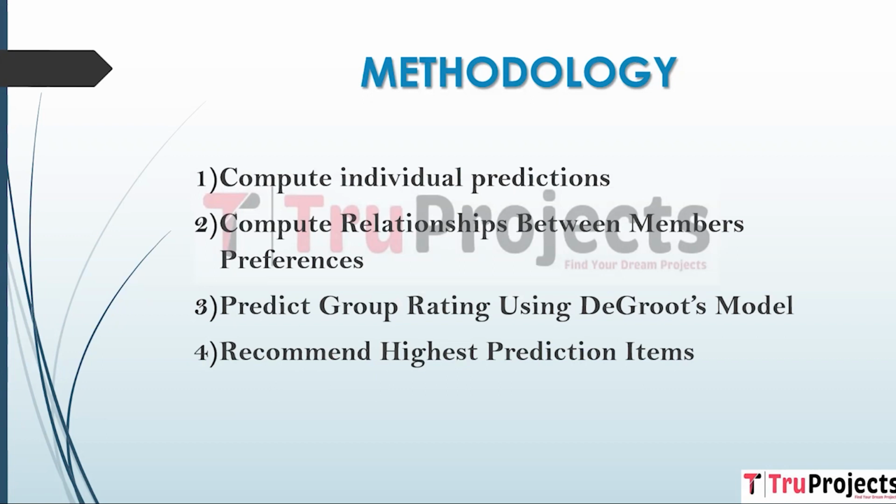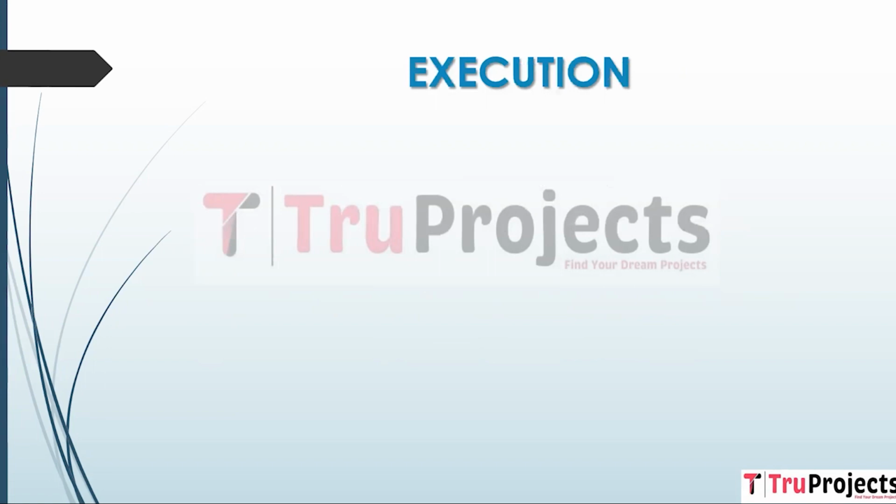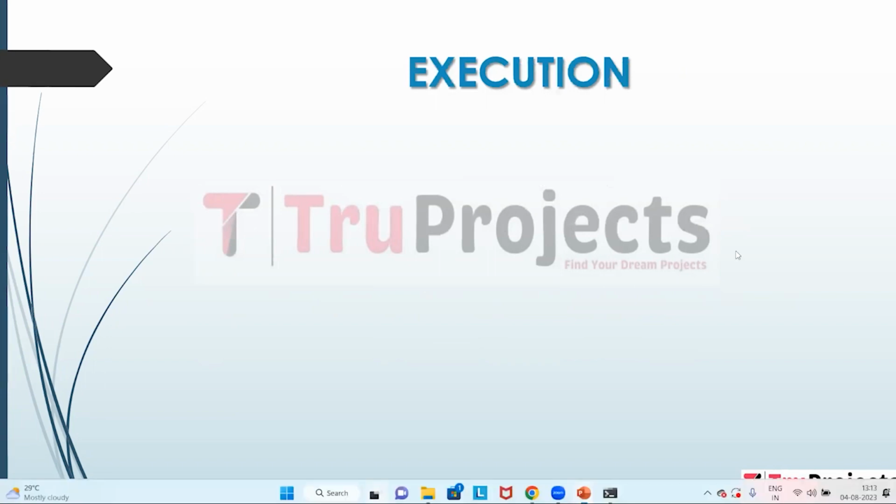The next module is recommend high prediction items. This is the last module. Using this module, we will display the calculated max score as the high prediction score. For execution, first open the code folder.